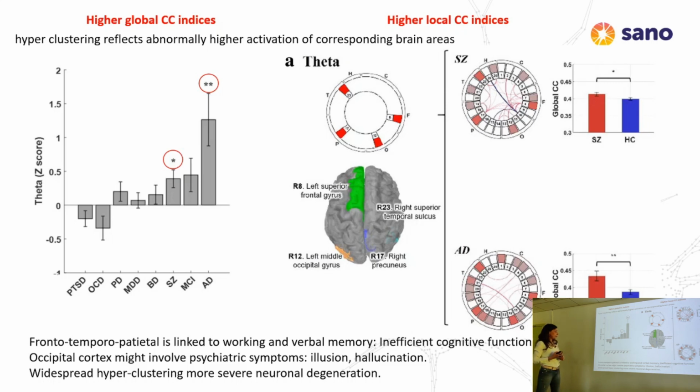Moreover, the occipital gyrus was shown to be hyperclustered. And this area is involved with visual systems. So a deficit in this area led to psychiatric symptoms such as illusion or hallucination that are typical of this disease. We can note also that Alzheimer's disease has a widespread hyperclustering among other regions, and this could mean a severe neurological degeneration.